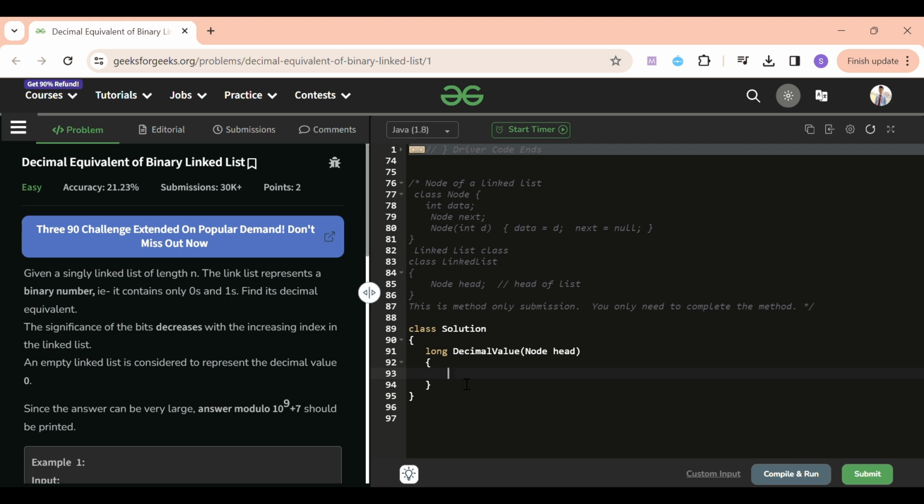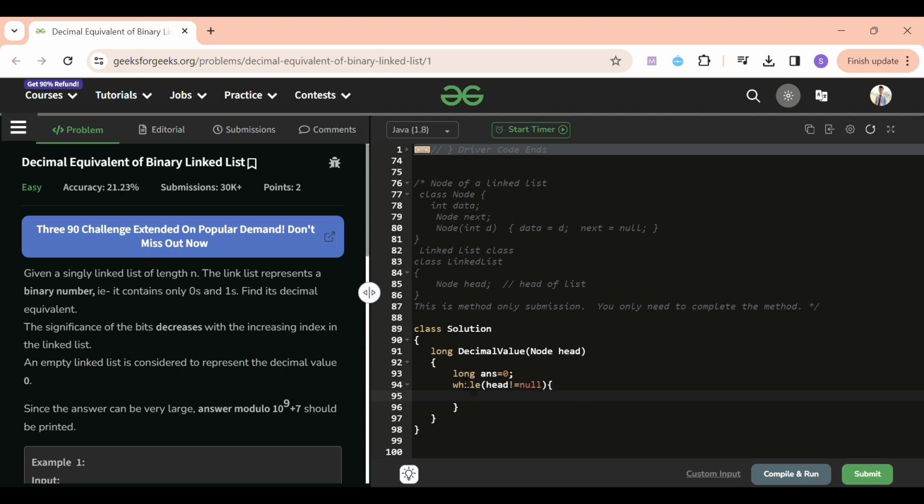Okay, let's write the code for it. The code is going to be very simple as I've already explained what we are going to do. First of all, let's take my answer equal to 0. After that, I will run a loop till my head is not equal to null. Now, as I told, I will first of all do answer left shift by 1.